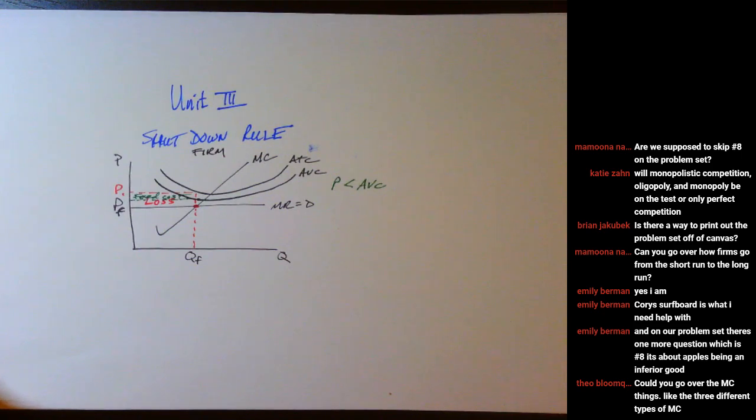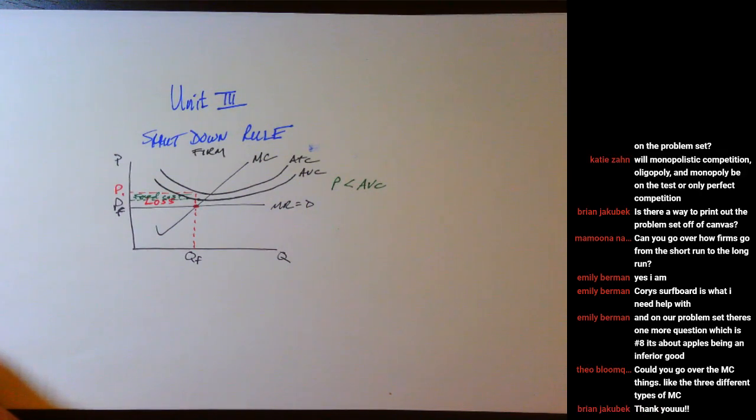Let's see. Can I go over how firms go from the short run to the long run? Okay. Let me actually go to that. Apples being an inferior good. Don't do the apples problem. Don't do the apples problem at all, Emily. And if I messed up, then it's all right. Number 8, apples being an inferior good. I don't know. That's a good question.